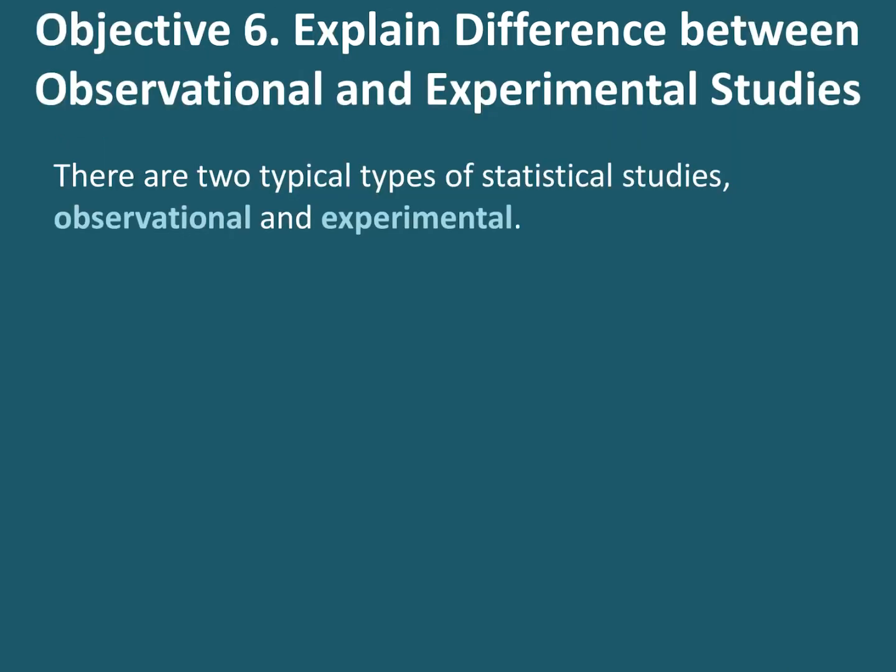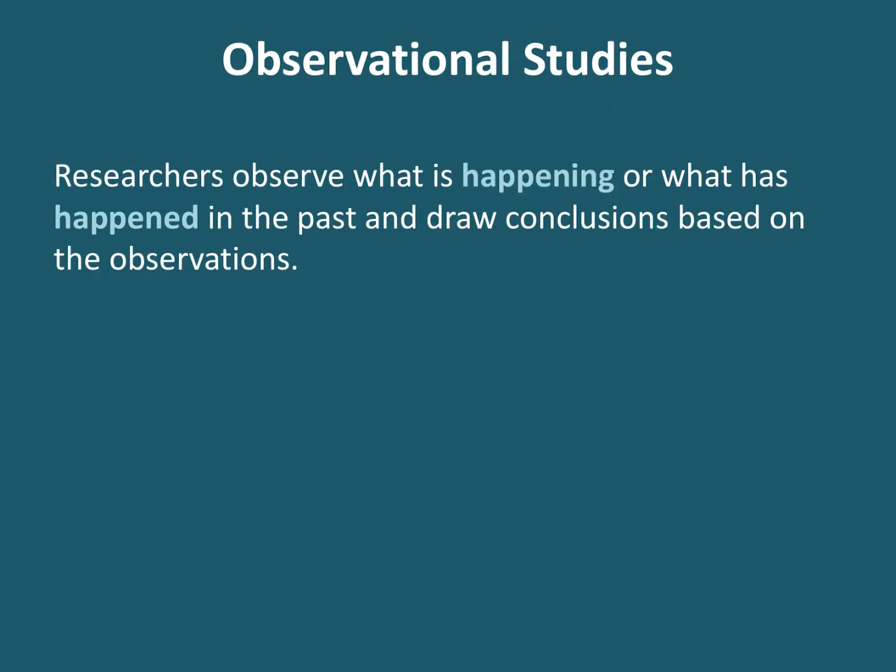So now that you know the idea of what we're going to be talking about, let's go ahead and repeat with a slightly different approach. Again, there are two types of statistical studies, observational and experimental. Let us begin with observational. Once again, observational studies are when researchers observe what is happening or what has happened in the past and then draw conclusions based on strictly the observations.